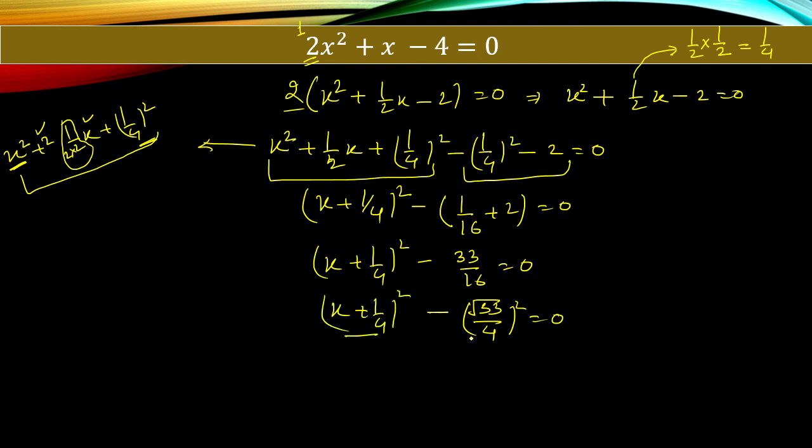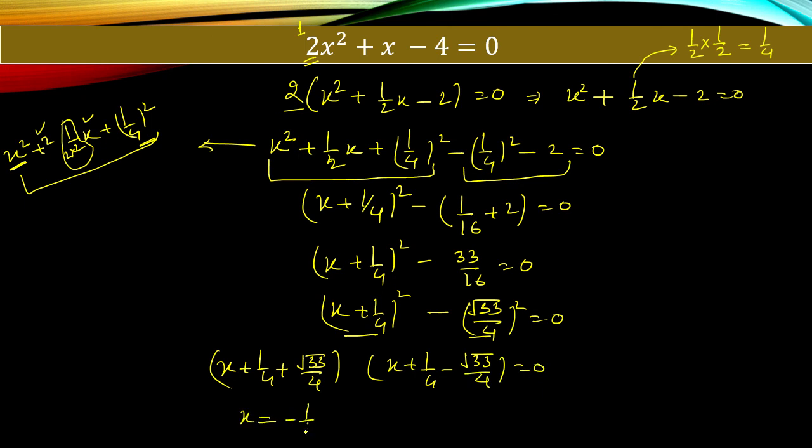So we can apply here a square minus b square identity. So we can say the first factor is x plus 1 by 4 plus root 33 by 4. And now the second factor is x plus 1 by 4 minus root 33 by 4 is equal to 0. If we are going to equate the first factor equal to 0, so definitely we will find x is equal to minus 1 by 4 minus root 33 by 4. Now if we are going to equate the second factor equal to 0, so definitely we will get the value of x is 1 by 4 negative, and root 33 by 4 positive.